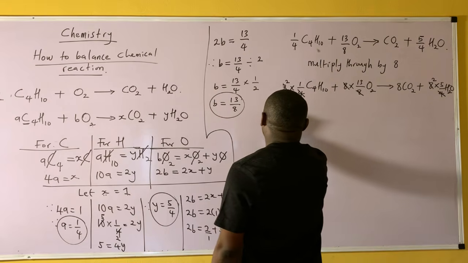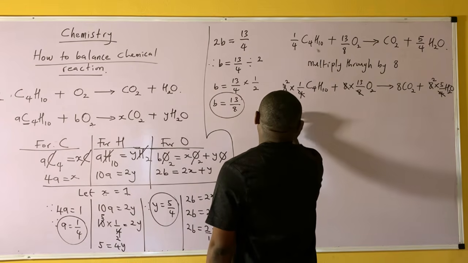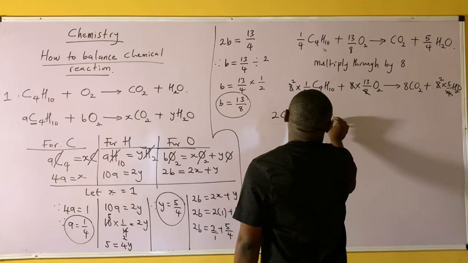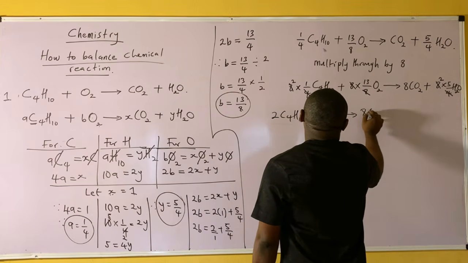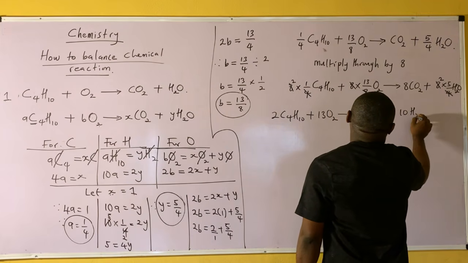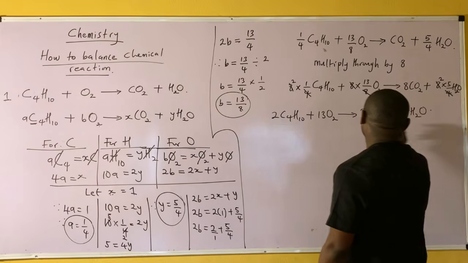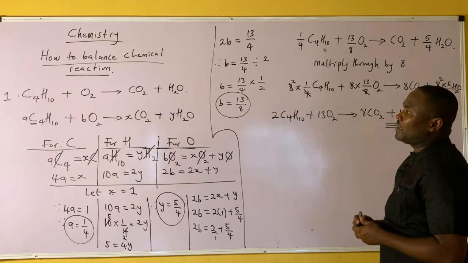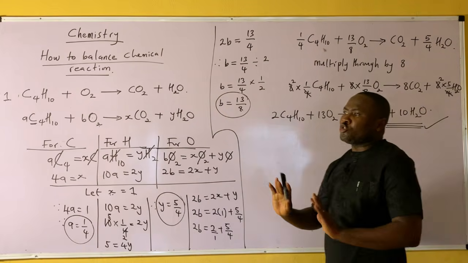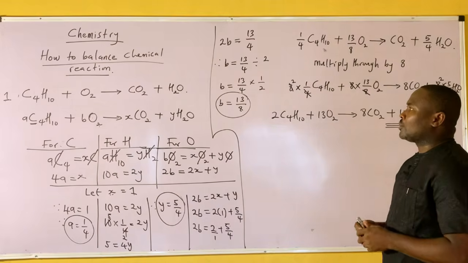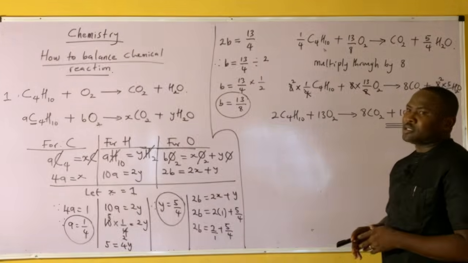What's now my overall equation? 2C4H10 plus 13O2 to give us 8CO2 plus 10H2O. This is balanced. So we have balanced this equation not using a general combustion formula, but using an algebraic method, and we have arrived at this. Thank you.